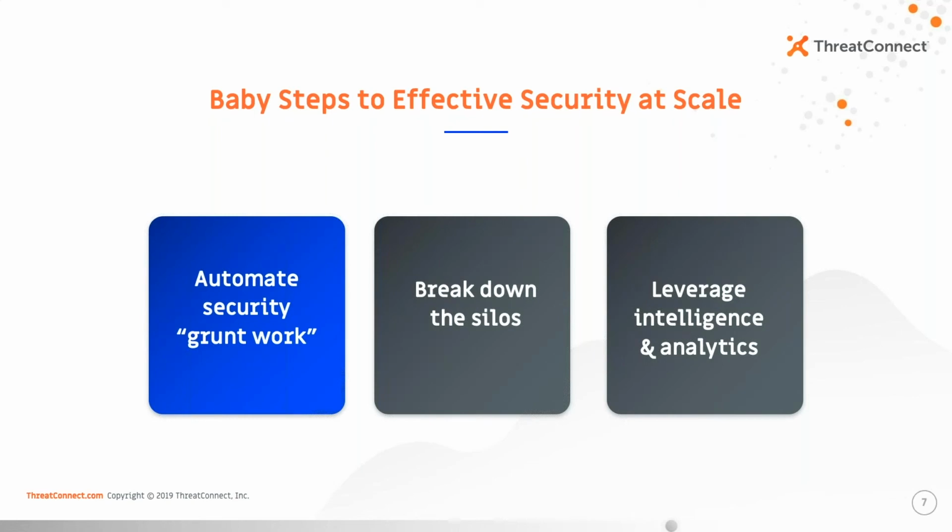Baby step number one: we can look at automating the security grunt work. We already talked about how limited our resources are with security people. So this really comes down to eliminating the work that humans do not need to be doing and letting them focus on what they're good at. We're definitely not trying to replace analysts with machines. We're trying to make them more effective and reduce mistakes.